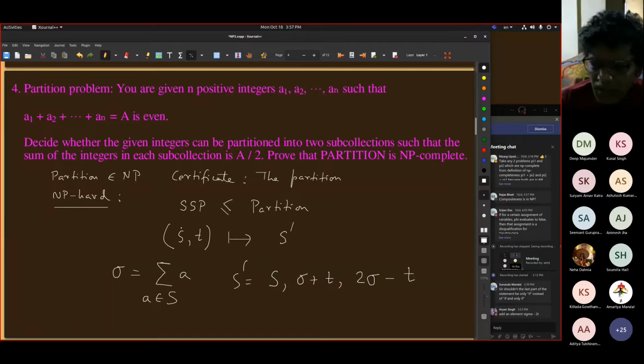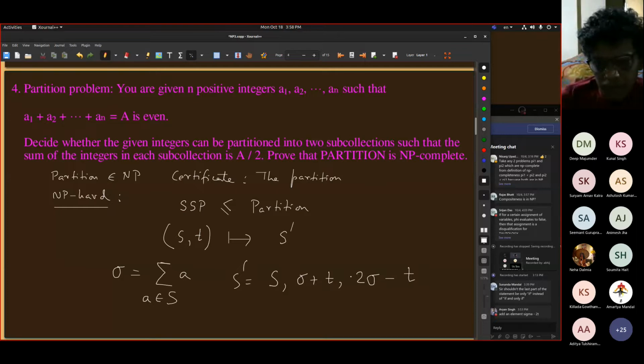This is fairly straightforward, right? If I add these two numbers, this and this becomes 3 sigma. It's already bigger than 2 sigma. So the subset must contain exactly one of the two. Yes. So one part will contain this, and the remaining part will contain either this, or if I consider that part something, the remaining part will contain 2 sigma minus T.